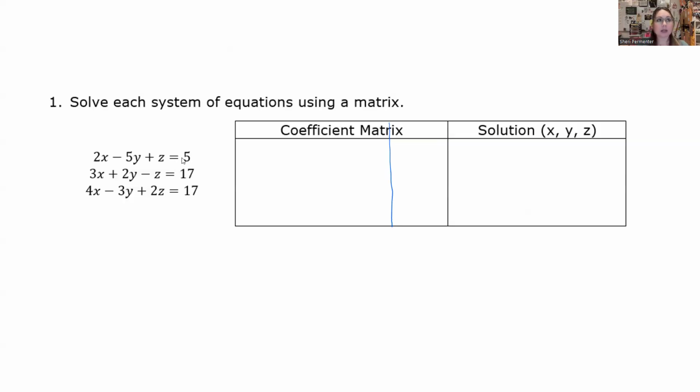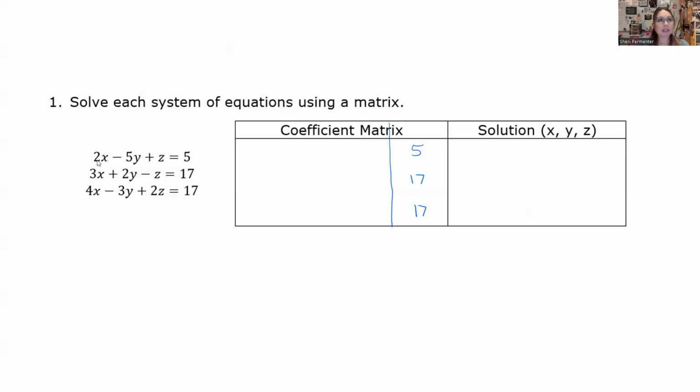I'm going to start with what it equals: 5, 17, and 17. I didn't put a plus sign. I don't need to write a plus sign. If they're positive numbers, just write them down.